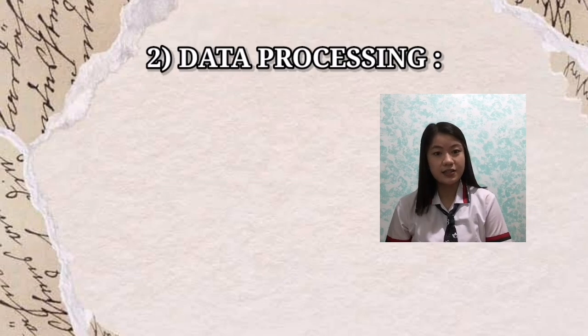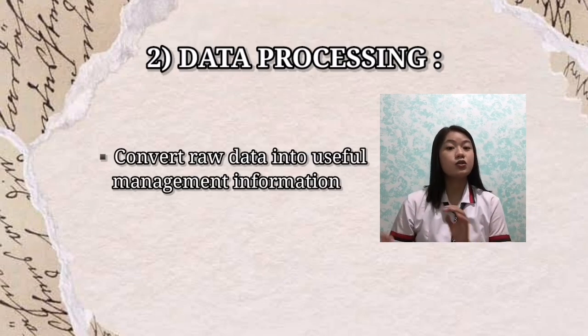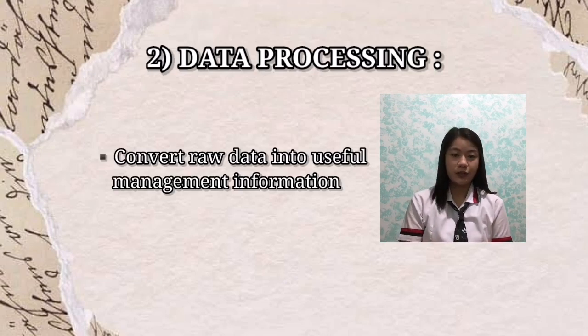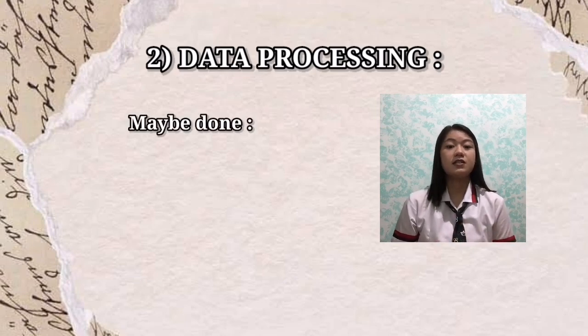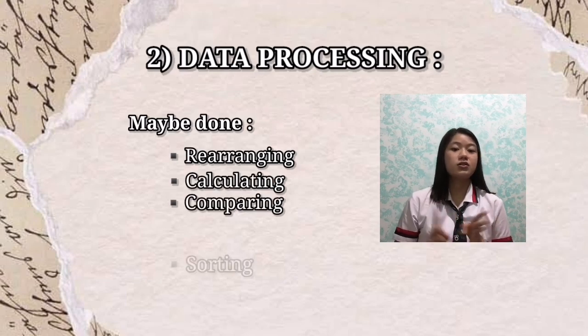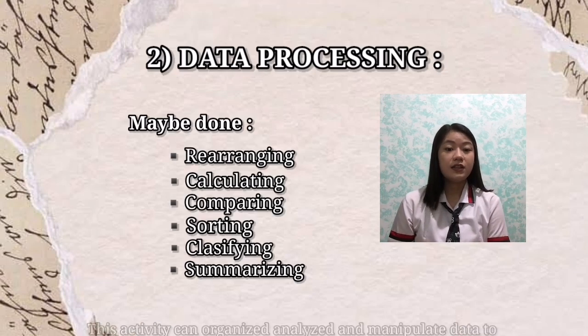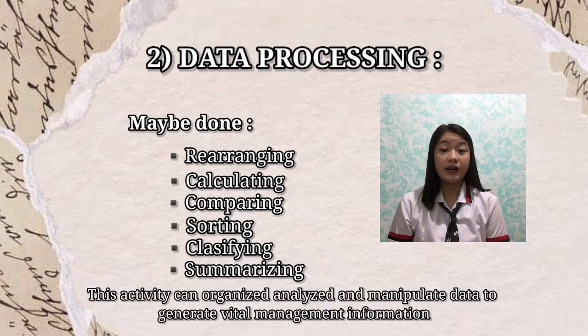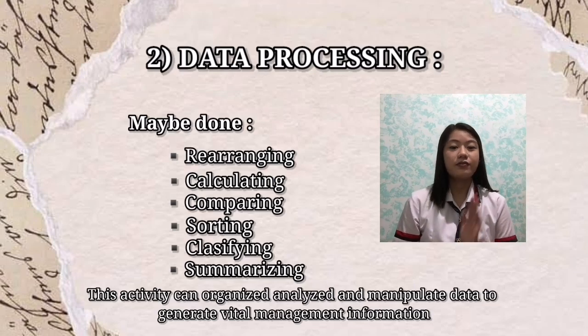To further discuss the processing of data, raw data is captured and processed to convert it into useful management information. Data processing may be done by activities like rearranging, calculating, comparing, sorting, classifying, and summarizing. These activities can also organize, analyze, and manipulate data to generate vital management information.